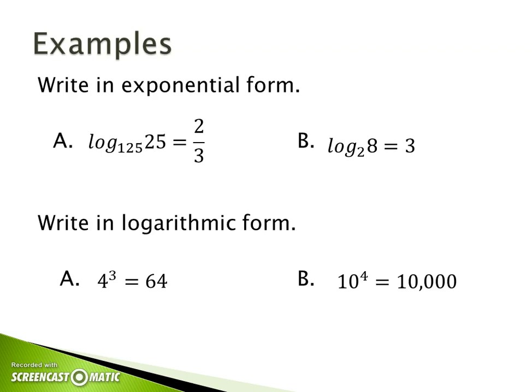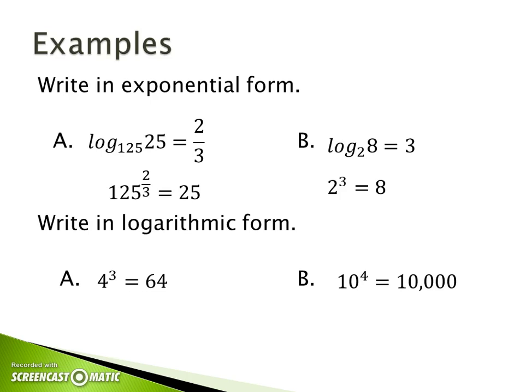So in this one, we want to write it in exponential form. Our base is 125, our exponent is 2/3, and our answer is 25. So 125 to the 2/3 equals 25 is our exponential form. The next one, our base is 2, our exponent is 3, our answer is 8. 2 to the 3rd equals 8.